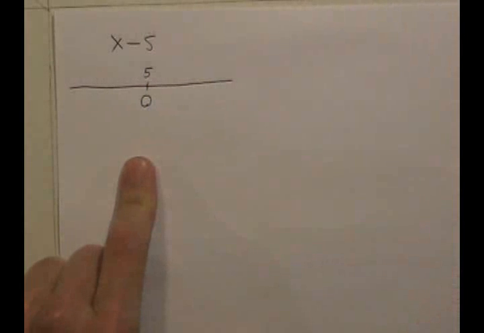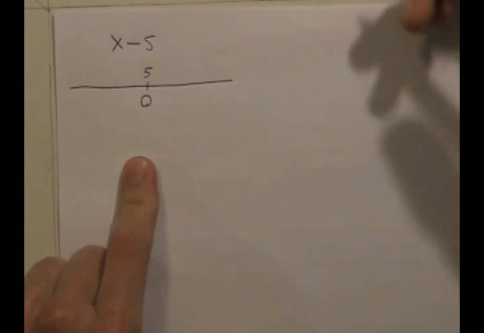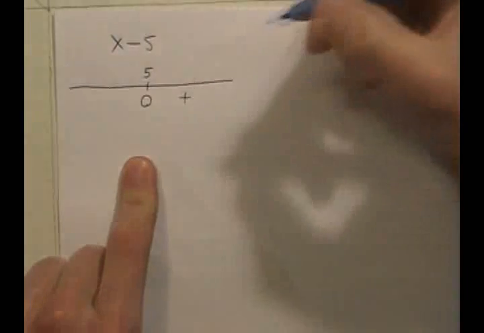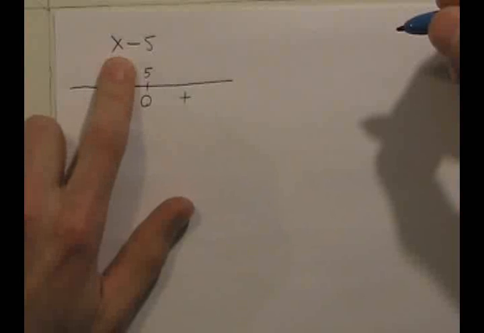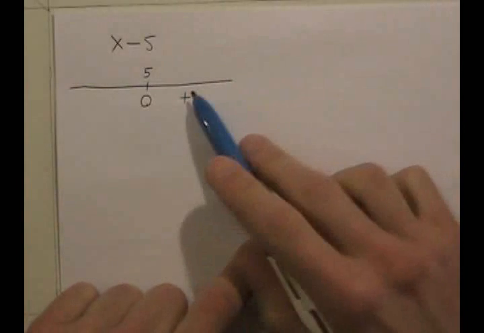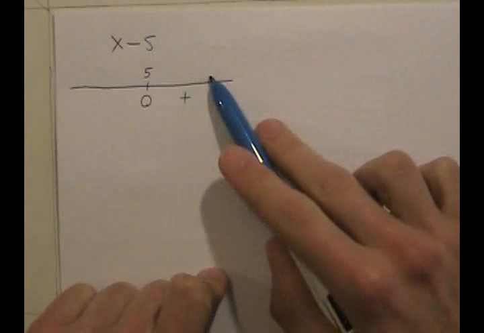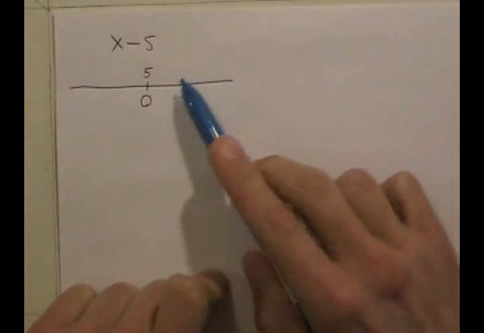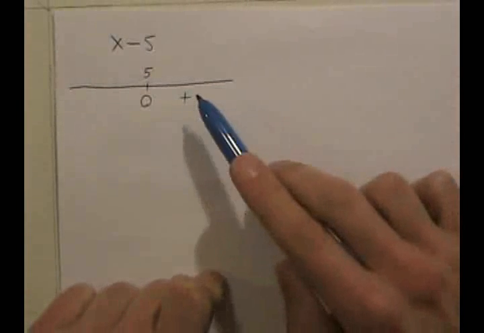And if x is anything larger than 5, 6, 7, 8, 9, 10, or anything above, the value of the expression will be positive. Now this is just a sign chart. It's just to tell us what is the sign of this expression for any particular value of x. So the reason that I don't mark any numbers down here is because all of these numbers above 5 produce the same result. So long as x is above 5, the resulting expression will be a positive number.